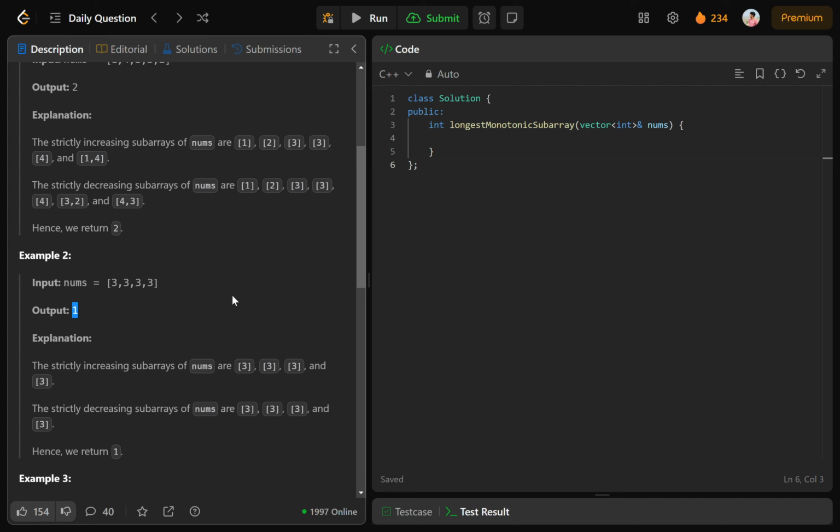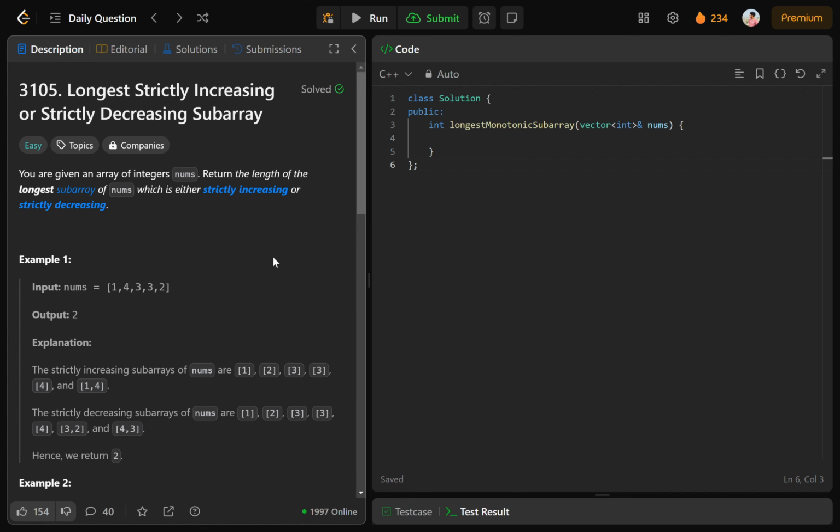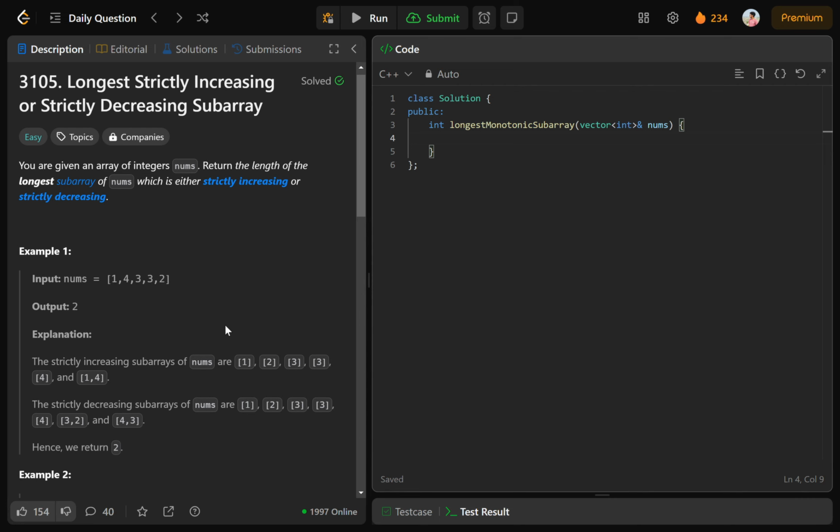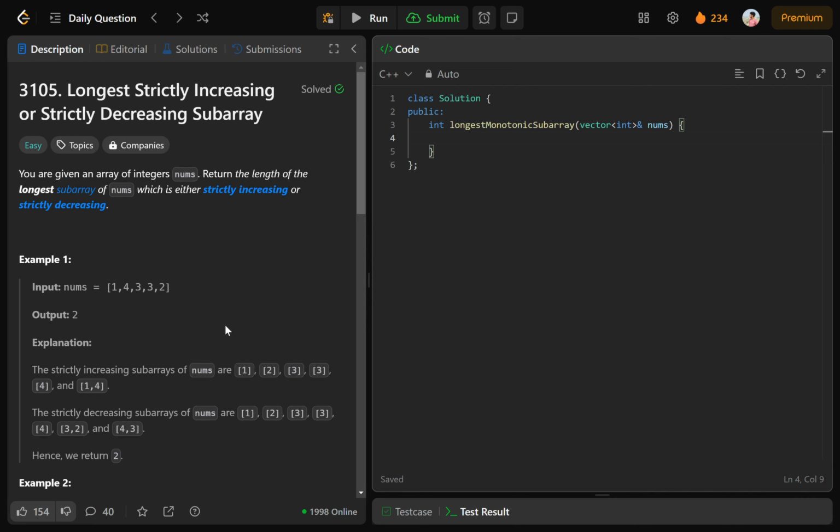So what we will do in this question is solve it by simulation. We will take two counters, count increasing and count decreasing, for checking the length of the longest subarray at every point.